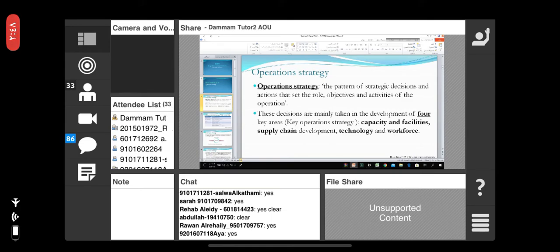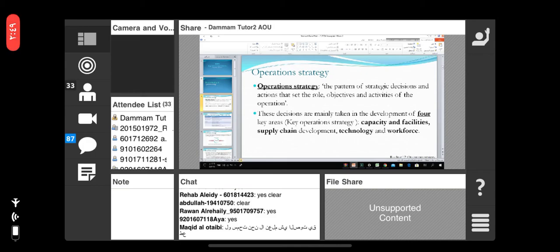Operations have a strategy. To achieve this operation strategy, there are four things you need to look at: first, capacity and facility; then supply chain, technology, and workforce, the workers. These four things for this area are very important tools to use if you try to develop.